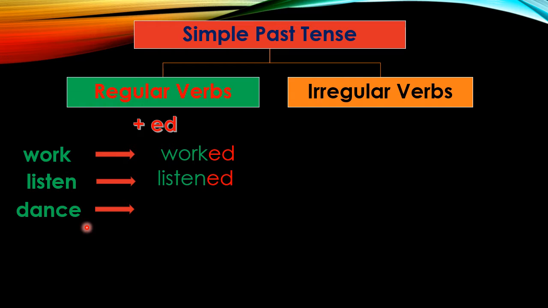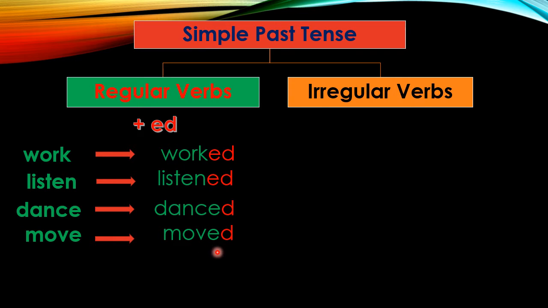Listen will become listened. Dance. As you can see, it ends with an E. So we just add the D, danced. Move will become moved. As for the word cry, it ends with Y. So we have to throw out the Y and add IED, cried. The same goes to the word dry. It will become dried.